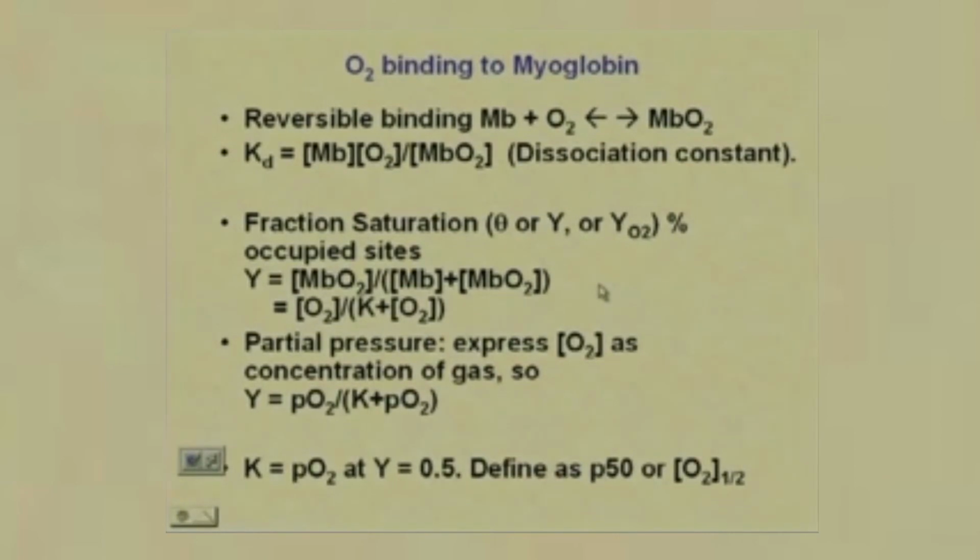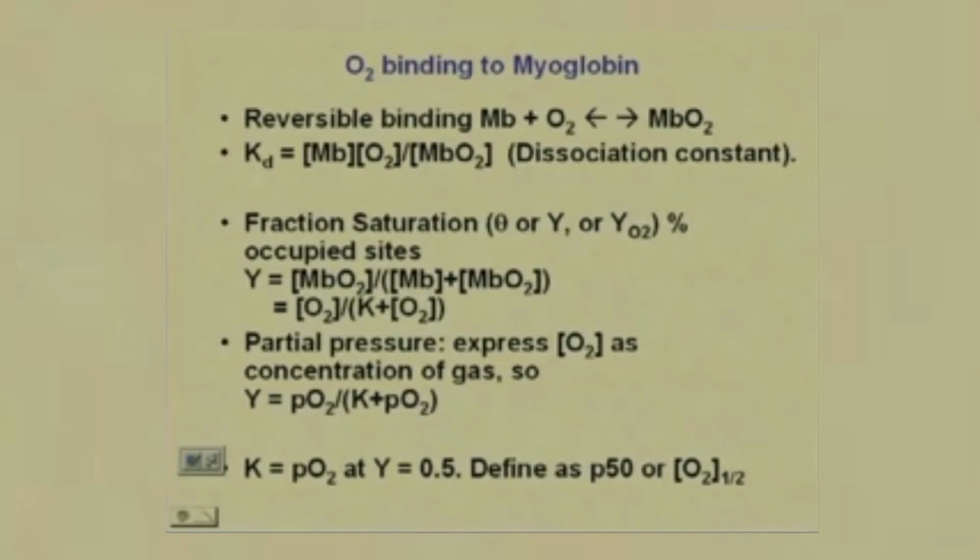Why don't you work out a fractional saturation? Suppose you want to know the fractional saturation, say Y. What is Y? Y is going to be equal to MbO2 divided by Mb plus MbO2, right? Because MbO2 is what is bound, and the total amount is the free Mb that has not bound plus the MbO2. So if we rearrange this, we can express it in terms of the oxygen concentration just by some algebra.